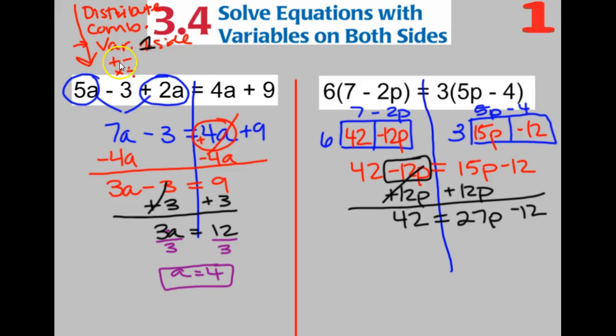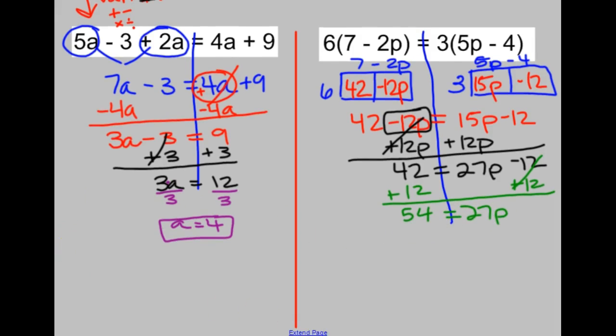Then on to getting rid of addition and subtraction. The opposite of subtracting 12 is adding 12. So add these up, this gives us 54 equals 27p. And our last step, the opposite of multiplying is divide. So simplifying this, 54 divided by 27, that's when I'd probably plug in my calculator. It is 2.